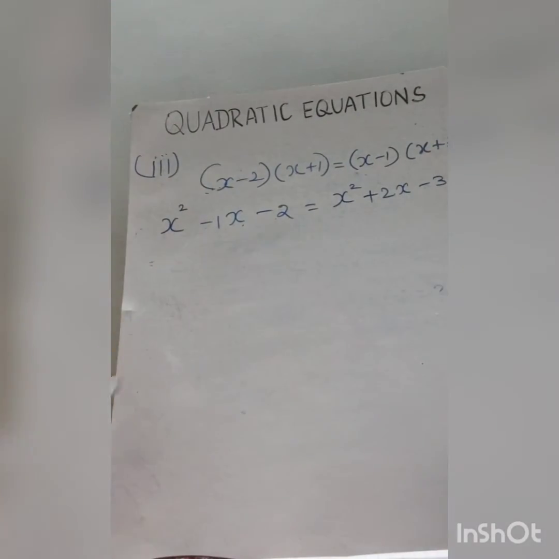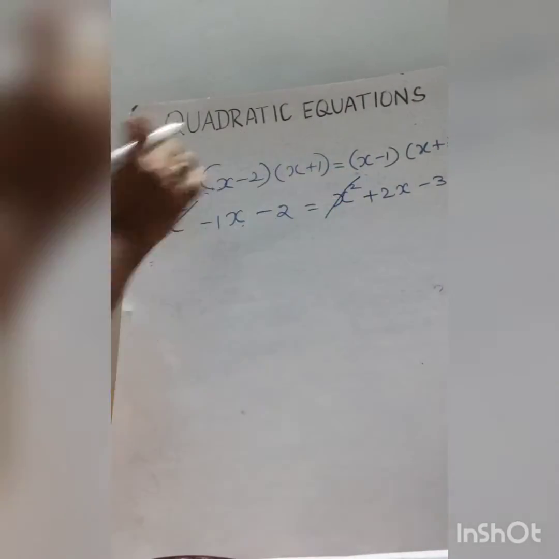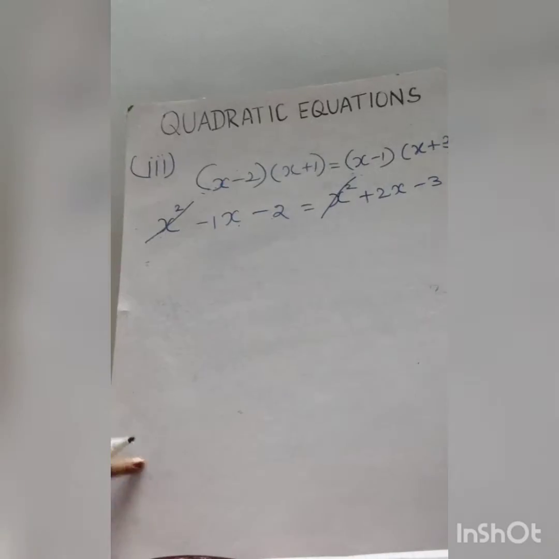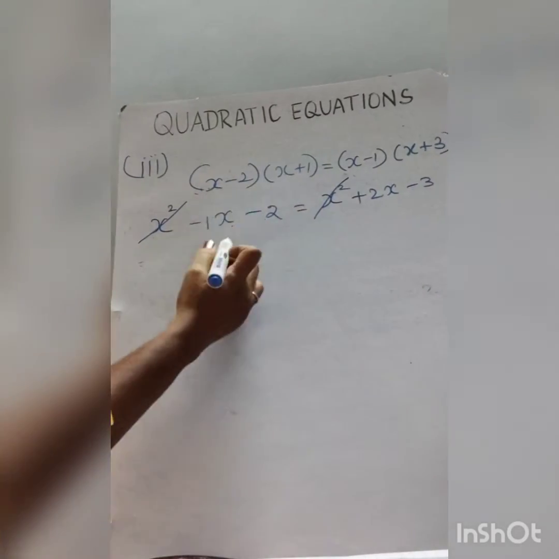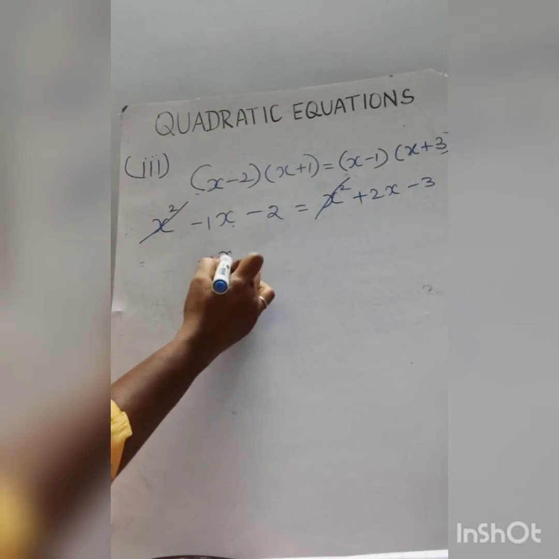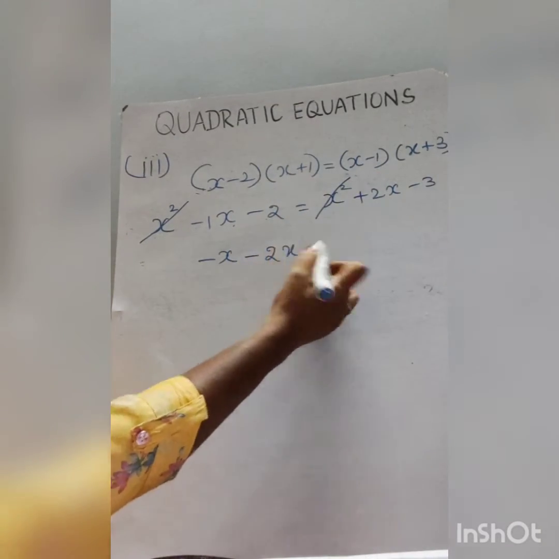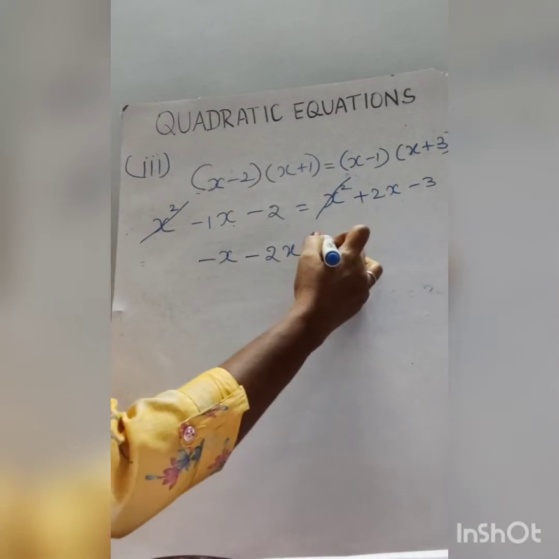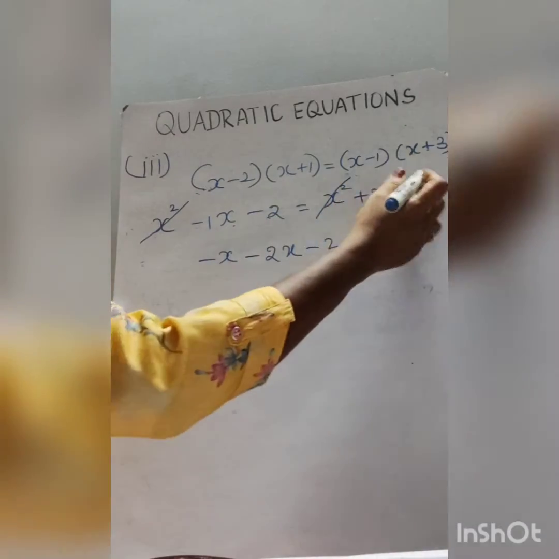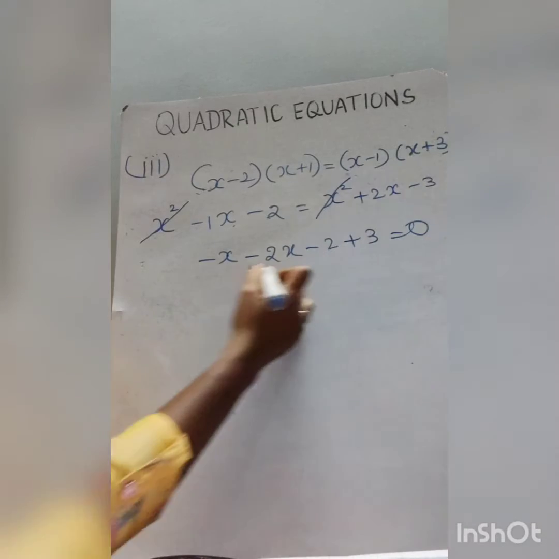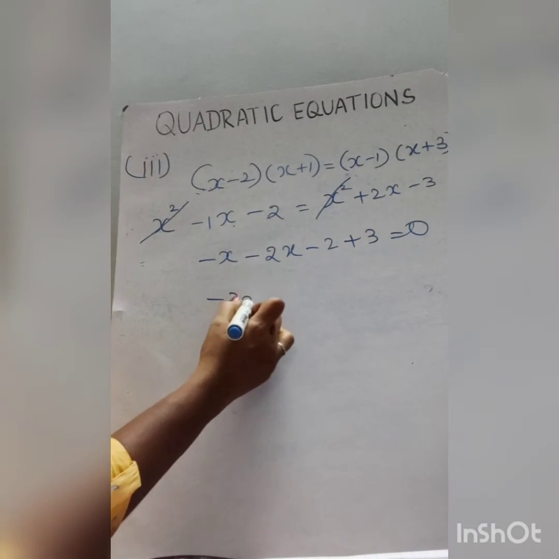So that I have x square with a positive sign. So I can cancel here. Then I have minus x and 2x. So minus x, when you bring 2x this side, minus 2x, and already I have minus 2, and this side I am bringing 3. So finally I have minus 3x.